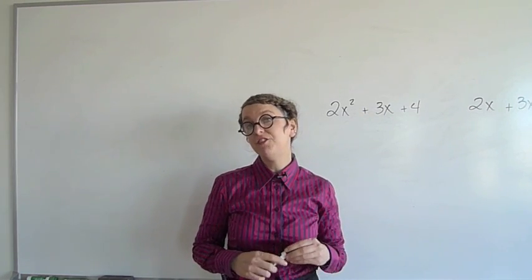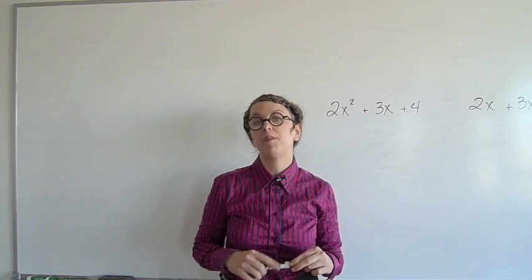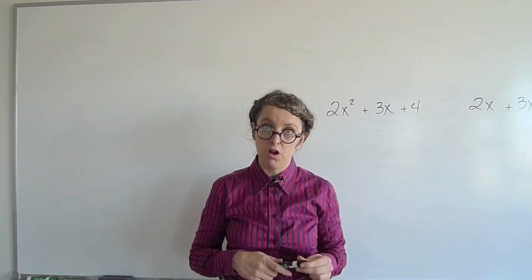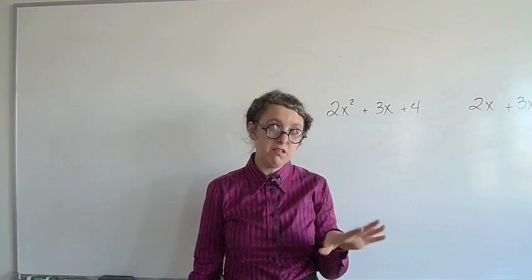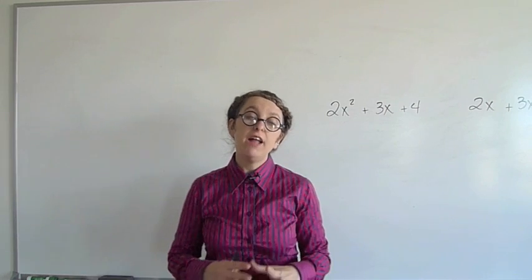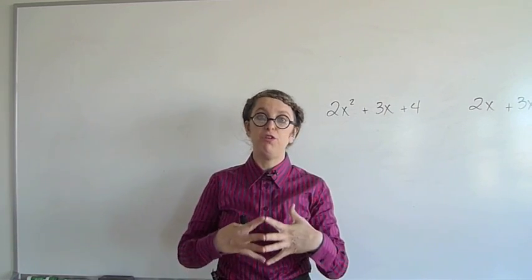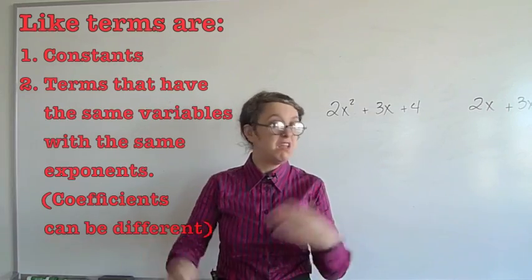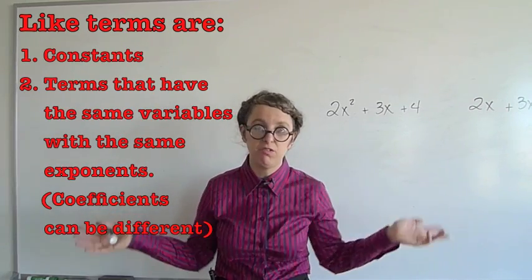Here to talk to you about like terms and how to combine them. First thing I want to give you is a definition on what like terms are. First off, the easy terms, constants. Constants are those little naked numbers with no variables attached to them. Constants are like terms. You just add them or subtract them as you see them.